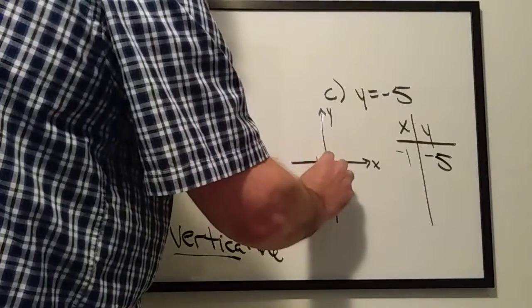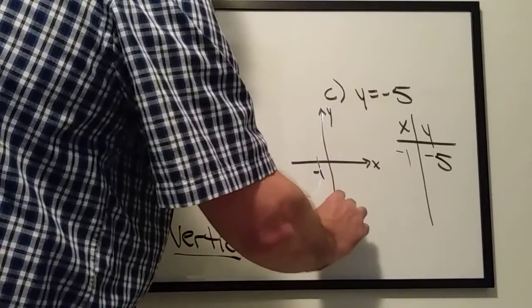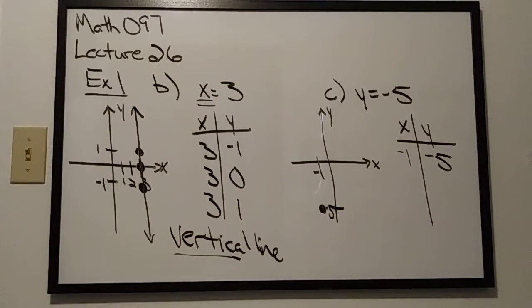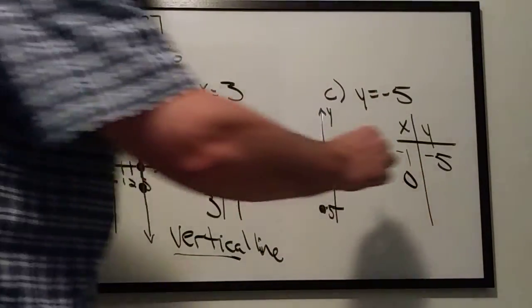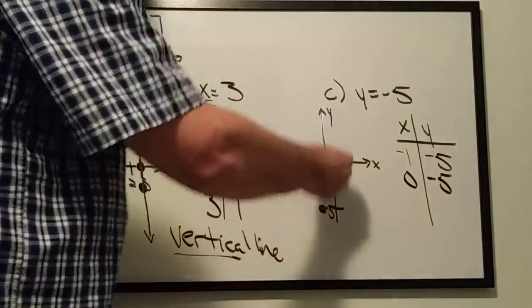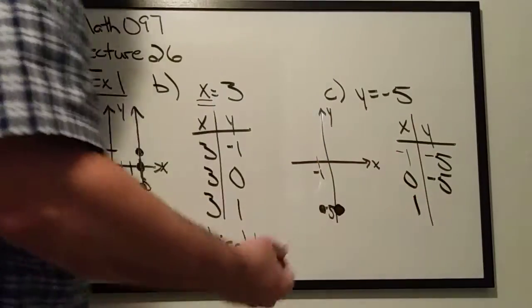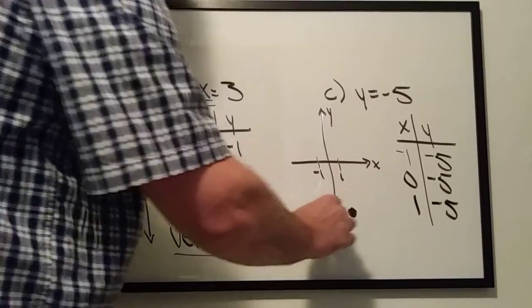Here's -1 on the x, and -5 for the y is going to be down here. So there's the point -1, -5. Let's do another point. For our second point, again, I get to choose anything I want for x. So I'm going to choose 0. But y has to be -5. So we'll put the -5 in there. 0, -5 is right there. And finally, let's choose another x value, 1. Once again, the y has to be -5. So we have the point 1, -5. 1, -5 is right there.